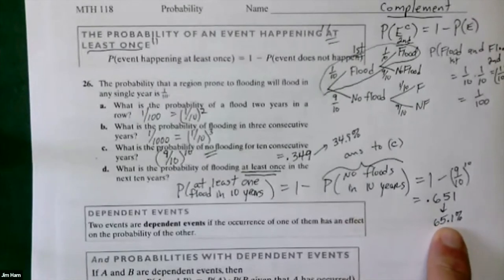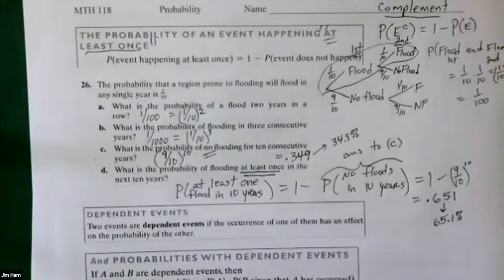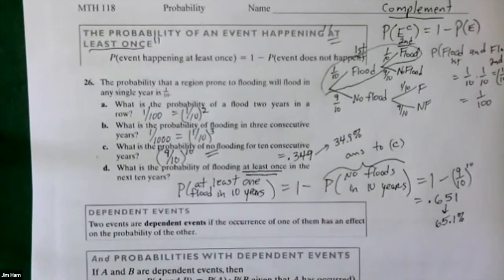So there's almost a 2/3 chance, 66.6, 2/3. There's almost a 2/3 chance that you would experience at least one flood among the 10 years that you lived in that house and that was in the flood plain. Okay, so this is a complement rule in independence. It also allowed us to do a problem where we worked on tree diagrams.